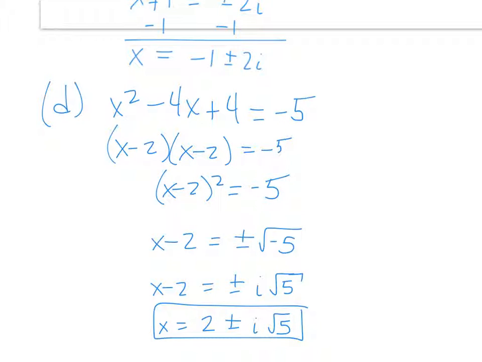So our final answer here, if we take a look at the square root of negative 5, we write it as i root 5. Again, you could switch the order of these so it's in a plus bi form, but the i sometimes at the end of the radical looks like it's underneath. So 2 plus or minus i radical 5. Okay, i radical 5.